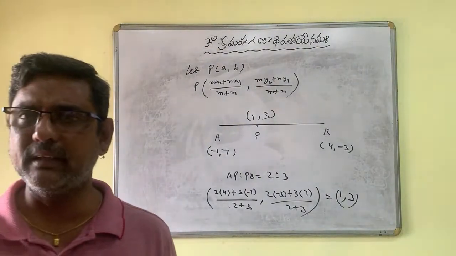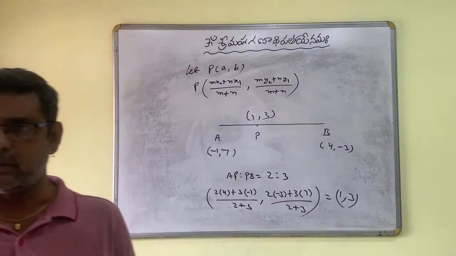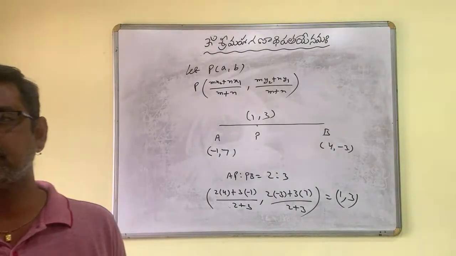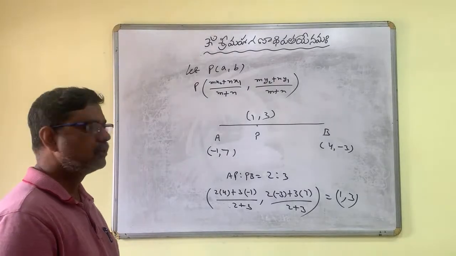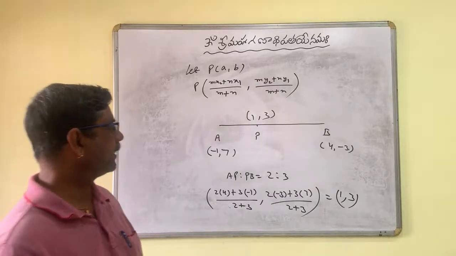Somebody wrote it as (2, 3). Who wrote it? (2, 3). Who did it?